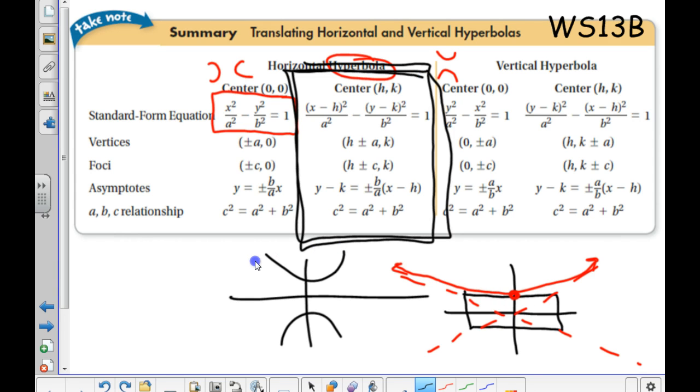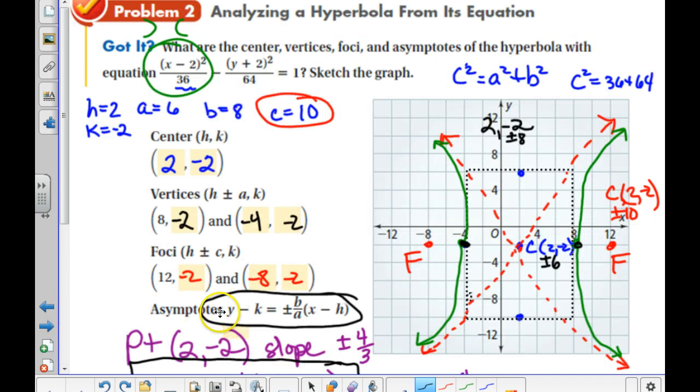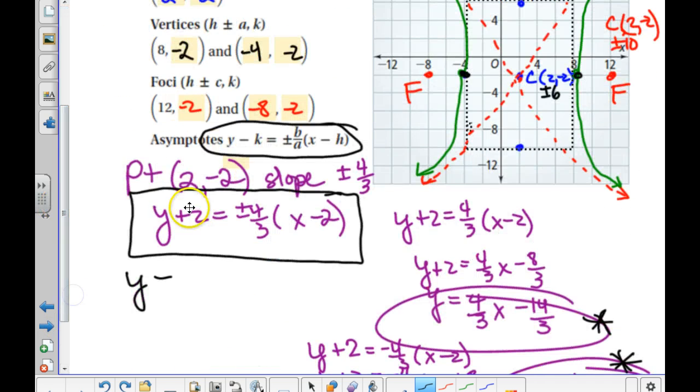Did you find it? Okay. It says y minus k equals plus or minus b over a, and so on. You can leave it in that form, which is this right here. So if you didn't write anything else down right now, write this down and be done.